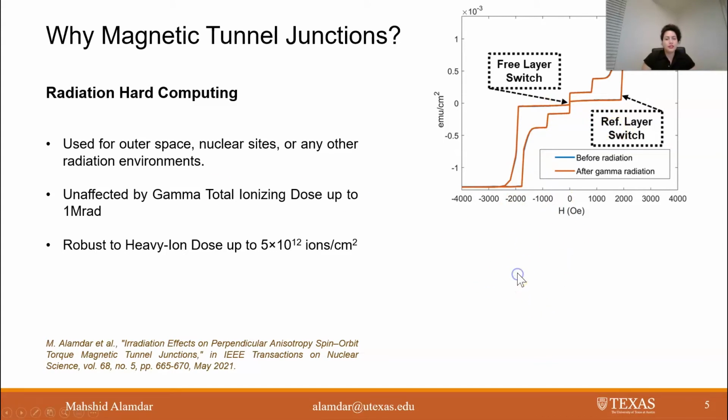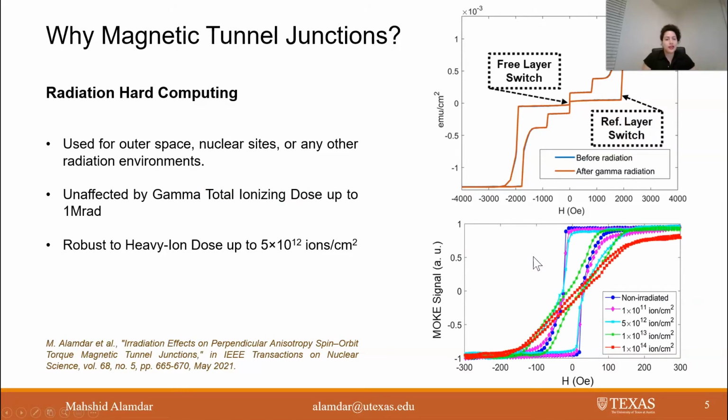Then we move on to heavy ion radiation, and this figure shows characteristic hysteresis loop from non-radiated sample in blue up to a dose of 10^14 ions per centimeter squared in red. As you can see, little effect is seen up to a dose of 5 times 10^12, but at 1 times 10^13 ions per centimeter squared in green, the loop starts to widen, and for higher fluences, the perpendicular anisotropy disappears and it gets completely in plane. But still, these MTJs are very robust up to a high enough fluence and could be used as promising candidates in many radiation environments.